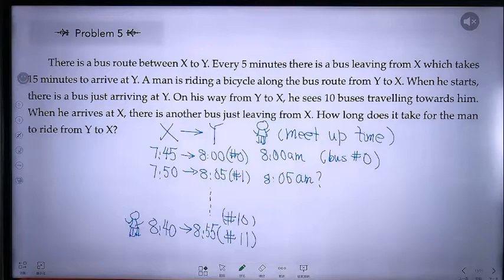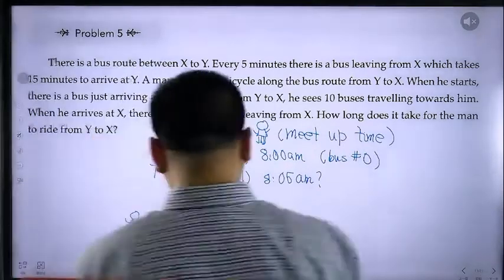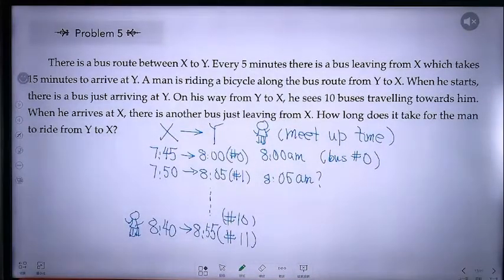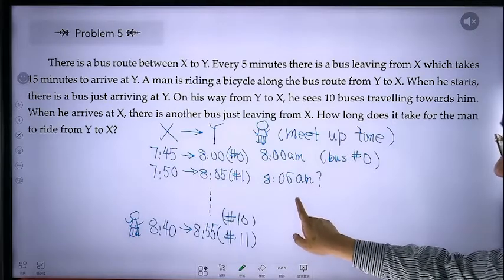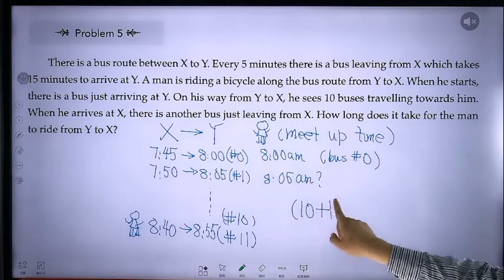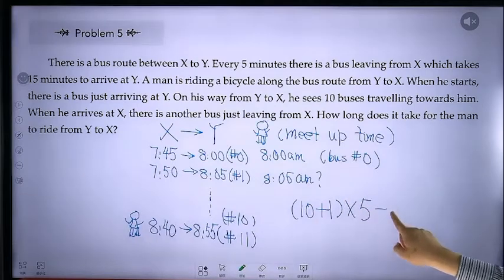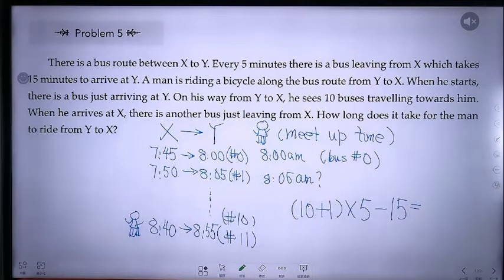Sorry, I think the correct answer should be from Megan and Shu Ying Liu, because they start at 8 a.m. and finish at 8:40. If we write down a one-line formula, altogether we meet 10 buses plus the last bus. So it would be 10 plus 1, times 5, then minus the 15 minutes total distance. So the answer would be 40. So that is problem 5.